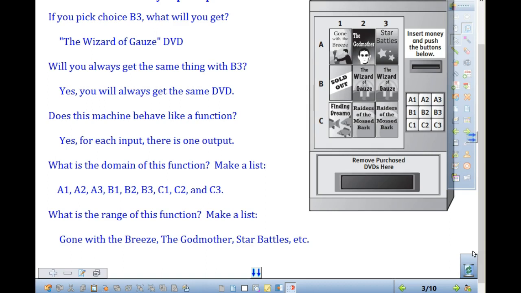Obviously, we cannot use real names of movies, correct? We don't, copyright laws and all that.